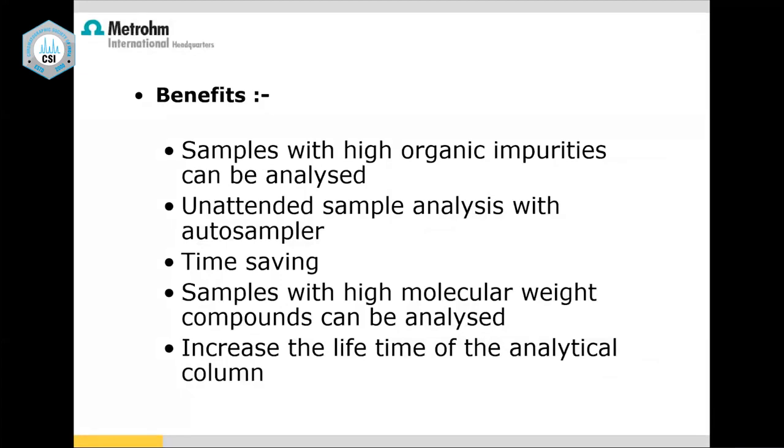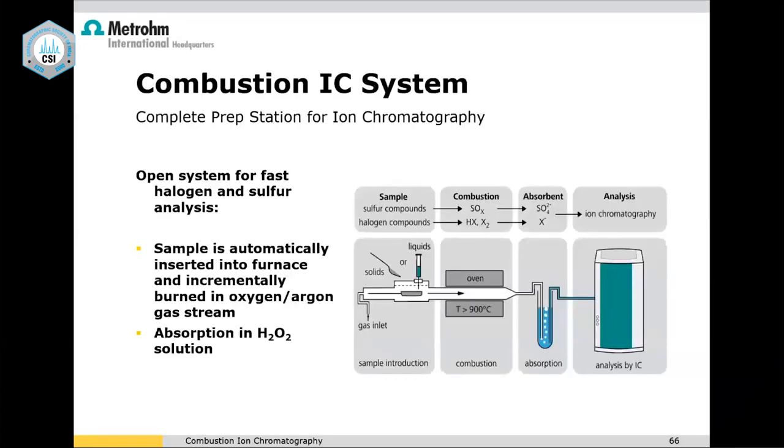And thus, you are able to analyze samples with very high molecular weight compounds without any problems. So you can do anions or cations, organic acids or sugars, sugar profiling in any kind of difficult samples. So why do we do all these things? To increase the lifetime of the analytical column. So this is about a couple of interesting sample preparation techniques.